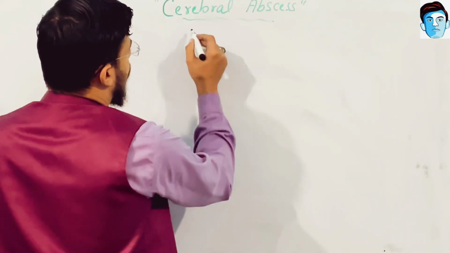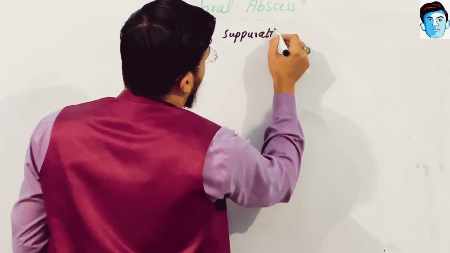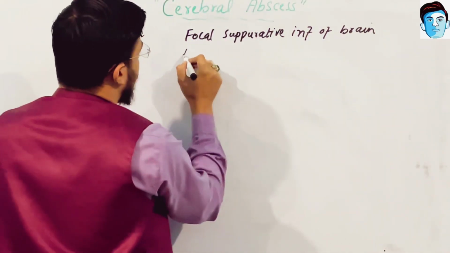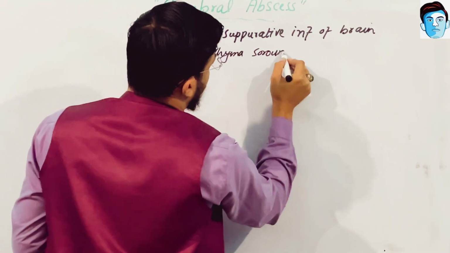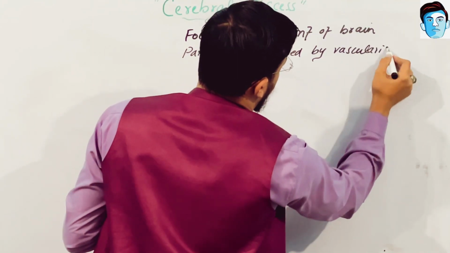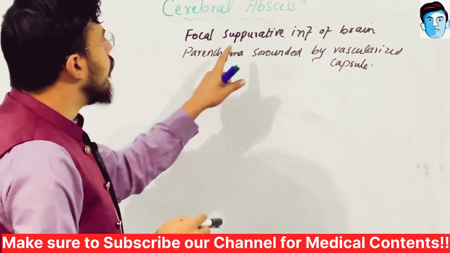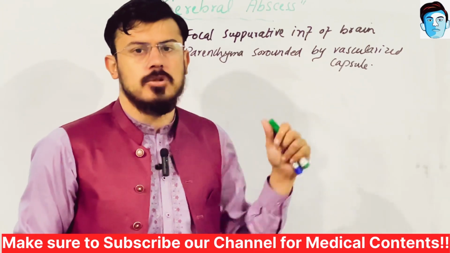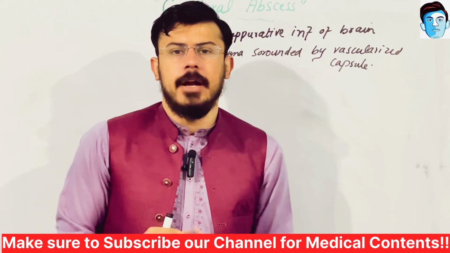Cerebral abscess is defined as focal suppurative infection of brain parenchyma surrounded by a vascularized capsule. So cerebral abscess is defined as focal suppurative infection of brain parenchyma that is surrounded by a thick vascularized capsule. Now, cerebral abscess causes the brain to swell and causes destruction of brain tissues.